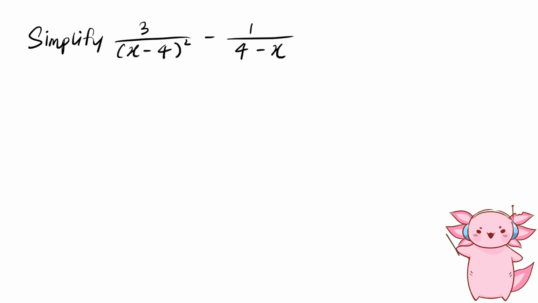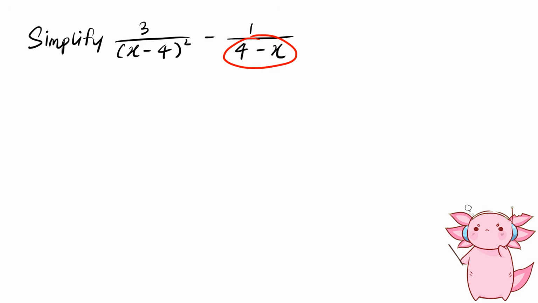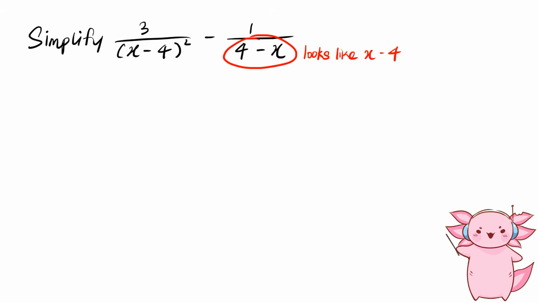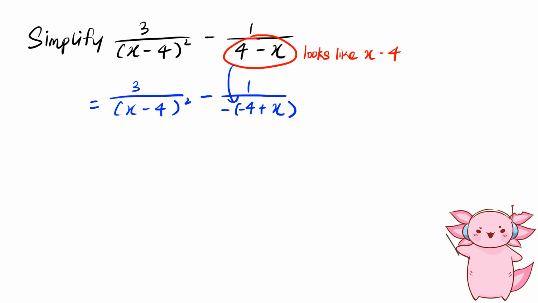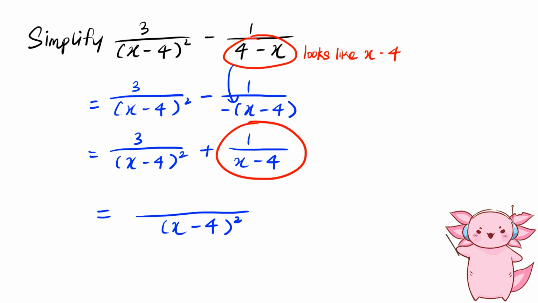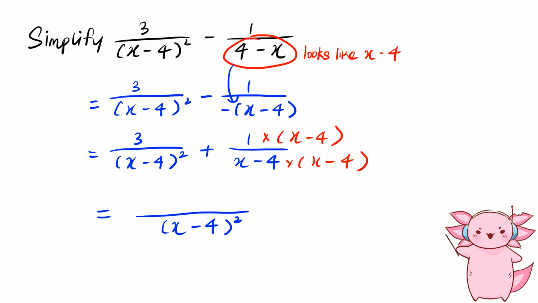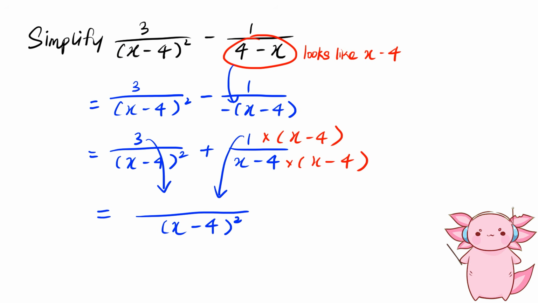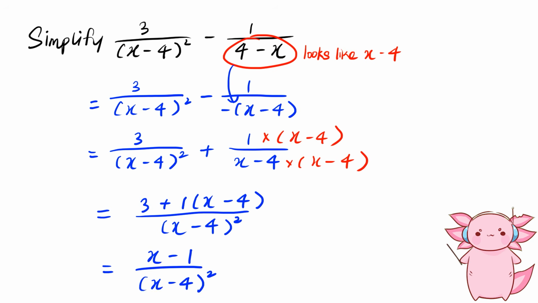For this question, the trick to combining these two fractions is to notice that this 4 minus x here looks very similar to the x minus 4 over here. So let's factorize out a negative from here, and we can actually change it to become x minus 4. Now let's shift this negative sign out to become a positive here, and now we are ready to combine the fractions. To make the denominator the same, we need to multiply this fraction here by x minus 4 to the top and the bottom.